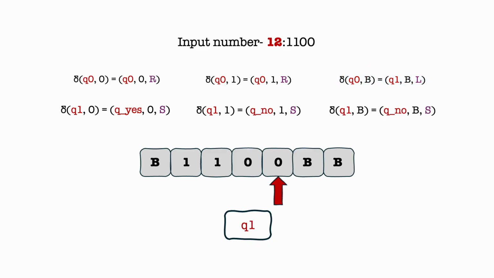Now it's time to take a decision. Current state Q1, current symbol 0, that is the last bit of the input. The fourth transition function applies. The head writes 0, or no change. The new state becomes Q yes and the head stays in place. Since the final state is Q yes, the machine accepts the string, meaning the input represents an even number.